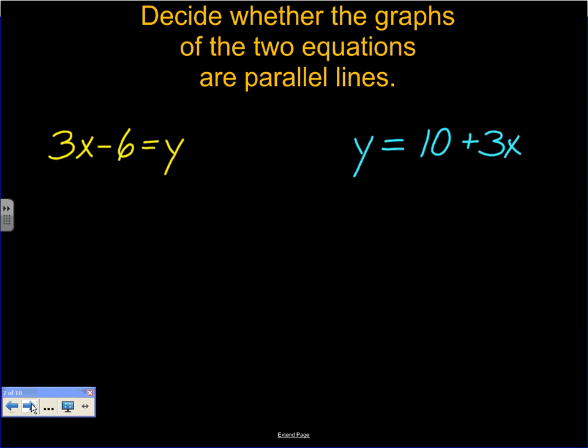Right here is an example. Why don't you go ahead and try and find the slope of this equation, actually find the slope of both equations and compare them. If they have the same slope, then they're parallel. If they do not have the same slope, then they're not parallel. You may want to go ahead and pause this and take a few moments. I will work the solution out right now.